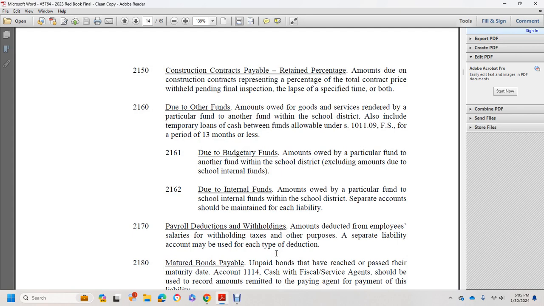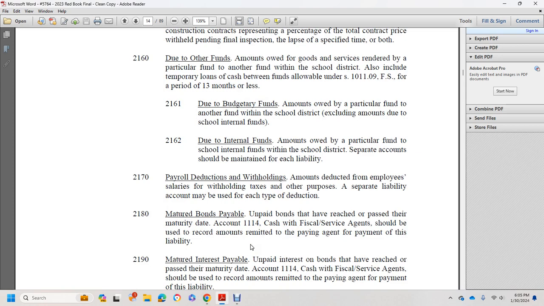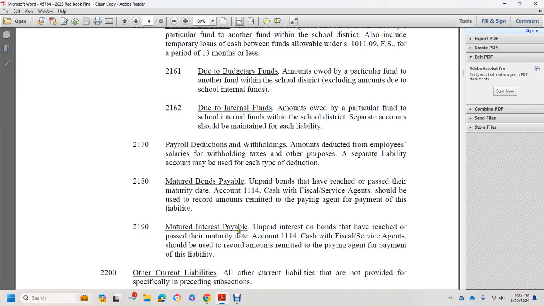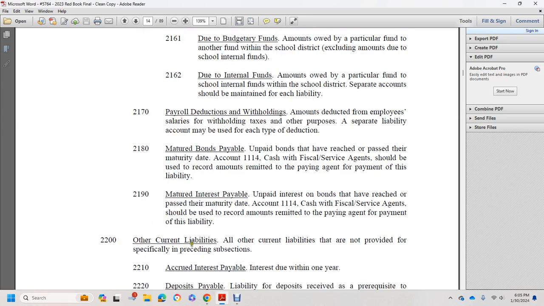2170. Payroll deductions and withholdings: amounts to be deducted from employee salaries for withholding taxes and other purposes. Separate liability accounts may be used for each type of deduction. 2180. Matured bonds payable: unpaid bonds that have reached or passed their maturity date. Account 1114, Cash with Fiscal Agents, should be used to record amounts remitted to the paying agent for payment of the liability. 2190. Matured interest payable: unpaid interest on bonds that have reached or passed their maturity date. Account 1114, Cash with Fiscal Agents, should be used to record amounts remitted to the paying agent for payment of the liability.